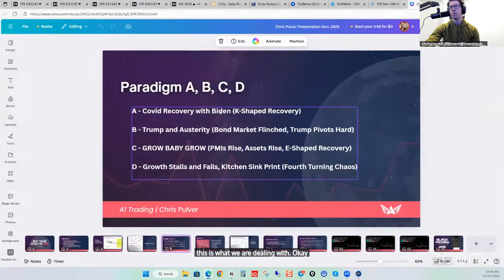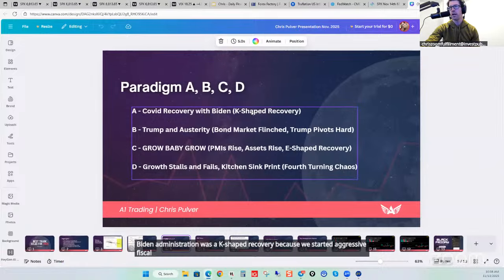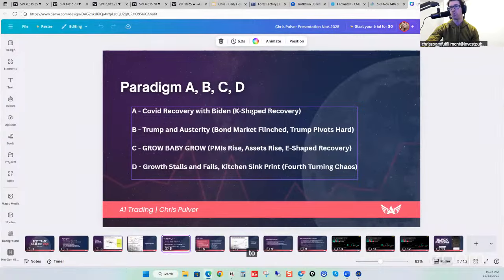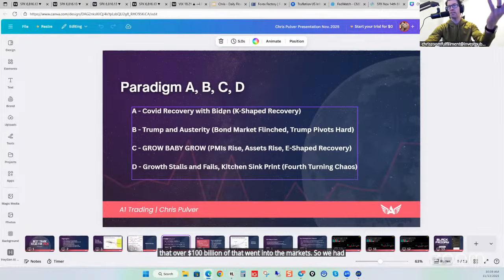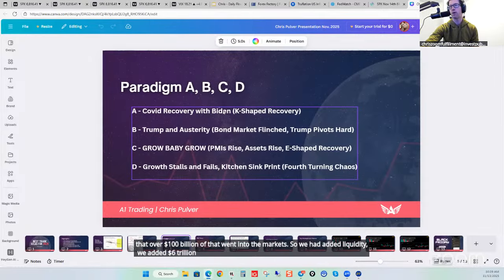Okay. The Biden administration was a K-shaped recovery because we started aggressive fiscal dominance under the Biden administration to basically prop asset prices up. I see a K-shaped recovery because, yes, money went to households over 2020, 2021 with those stimulus checks. 12% of that made it back into the system. We had $800 billion in handouts, of which over $100 billion went into the markets. So we had added liquidity. We added $6 trillion and threw it at the problem.